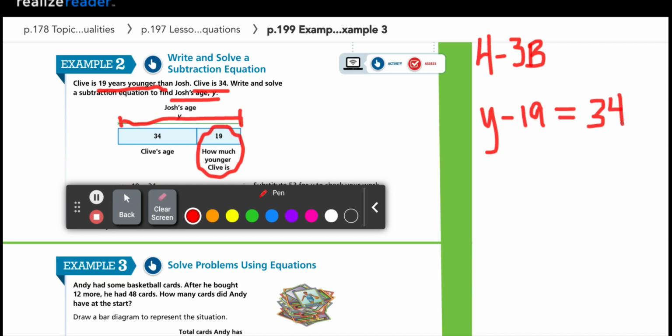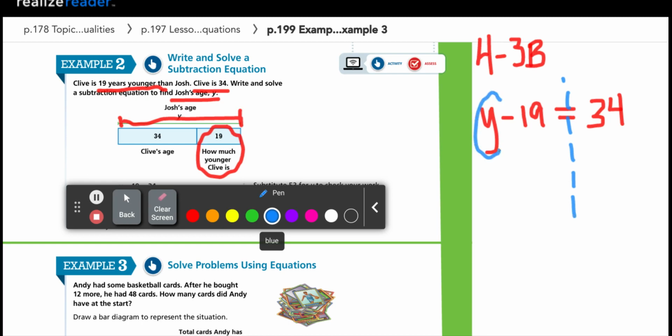So we have our equation here. We don't know Josh's age, but we know that Clive is 19 years younger than him. So if we start with Josh's age and we subtract 19, it will leave us with 34. So we have our equation, y minus 19 equals 34. Let's start by drawing a dotted line down the middle of the equal sign. That separates our left side and our right side of the equation. We have to remember to keep those two sides of the equation balanced.